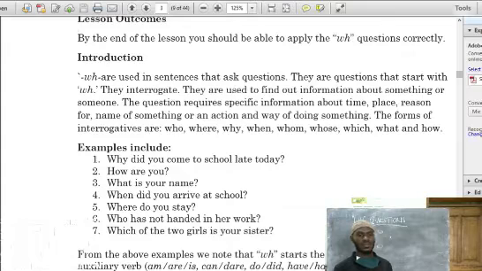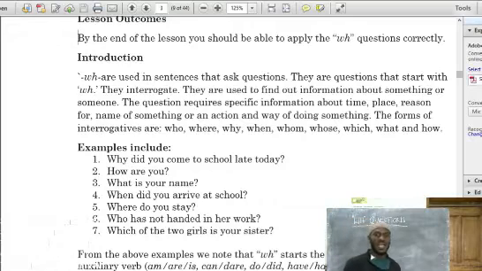The questions require specific information about time, place, reason for, name of something or an action, and way of doing something. You see, these questions are asking for specific information about someone, about something, in terms of time, place, reason for, name of something or someone, or an event, an action, and way of doing something. They can be asking you about how to prepare rice. Someone's asking you, "How can I prepare rice in a better way?"